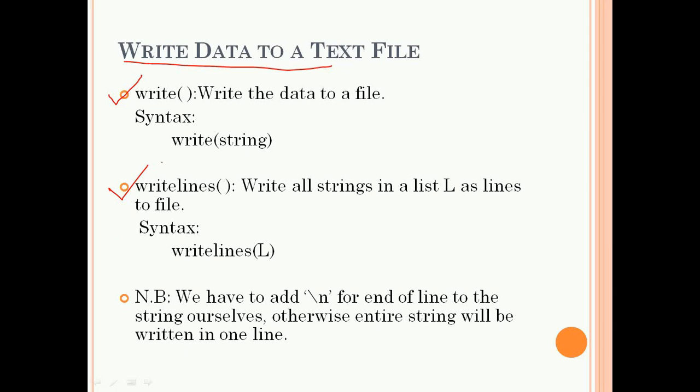This is the syntax of the write method. To write to a text file, you need a file object by which you are opening the file. So the actual syntax is, you write the name of the file object, then the dot operator, then write, and within parentheses you mention the string that will be written to the text file.